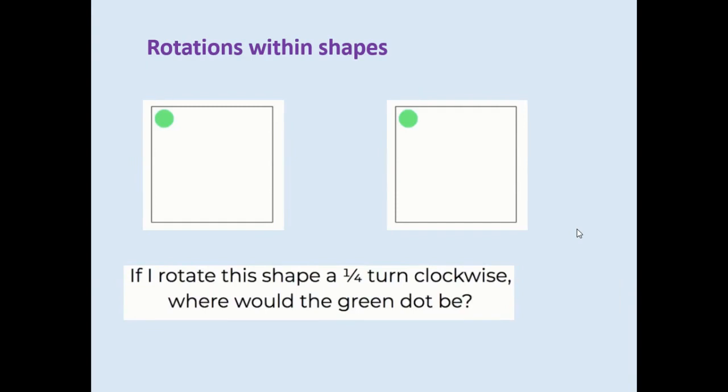Right, rotation within shapes. Now I've got a square here and I have got a green dot in my top left hand corner. Now if I rotate this shape a 1/4 turn clockwise, where would the green dot be? So what I would like you to do is on a piece of paper, draw this square, put a circle in the top left hand corner and rotate it a 1/4 turn clockwise and see where this green dot would land.